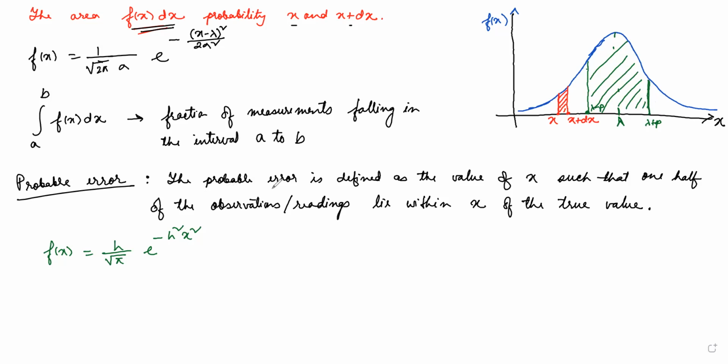The probable error is defined as that value of x such that one half of the observations lie within x of the true value. So what have we taken as that value of x? Here we have taken that value of x as p. So between lambda plus p and lambda minus p, if this area is equal to half, then this p is the probable error. Okay, p is the probable error.